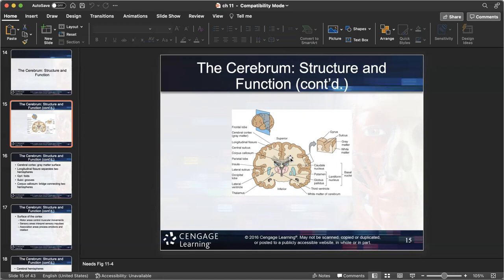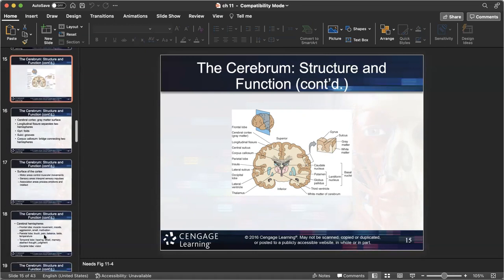In the gray matter, the cell soma, or the cell body of the neurons, the functional units of the nervous system, are typically found in gray matter. And so we see a lot of cell bodies, nuclei of the neurons found in the cerebral cortex.